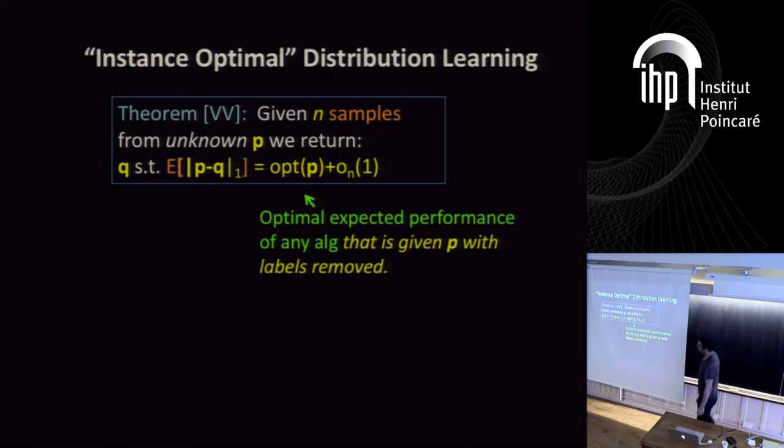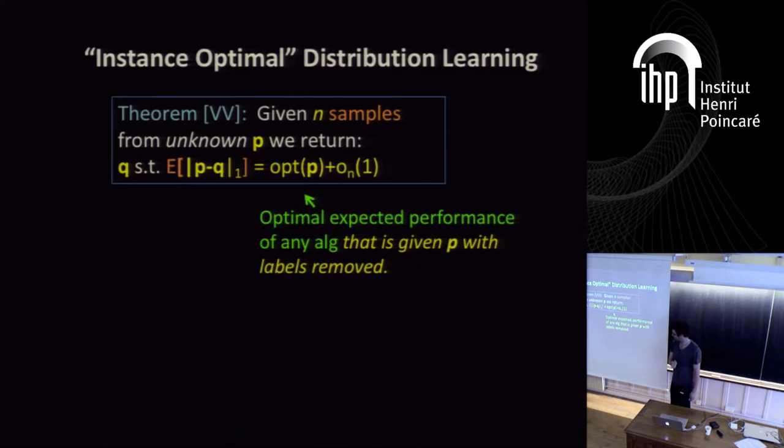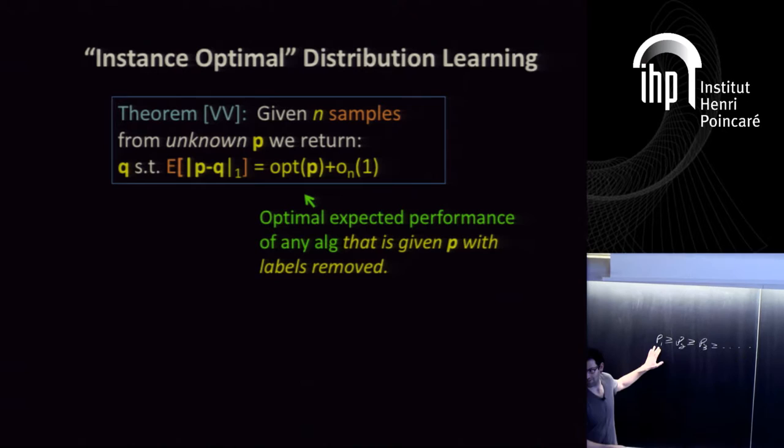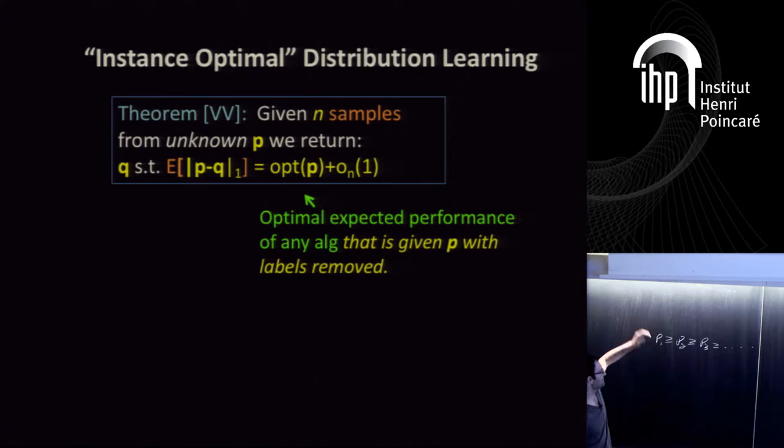What is opt? Opt is the optimal expected performance that any algorithm can achieve, even an algorithm that's given the distribution P, but with the labels removed. So you can think about it this way. Opt is the performance of some algorithm that's given, say, the sorted list of all the probabilities of the domain elements, but it's not given the labels. If it's a distribution over species of fish, I don't tell you which fish is the most common, but I say there's some fish that has probability 0.3, some fish with probability 0.1, another fish with probability 0.05, and so on. And opt is the best performance any algorithm can achieve, even one that's given this unlabeled vector of probabilities.